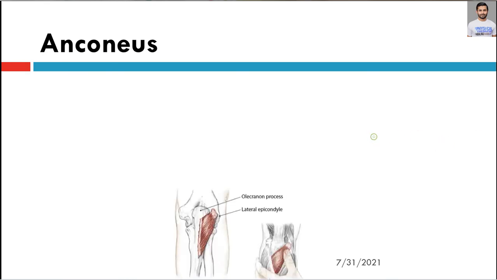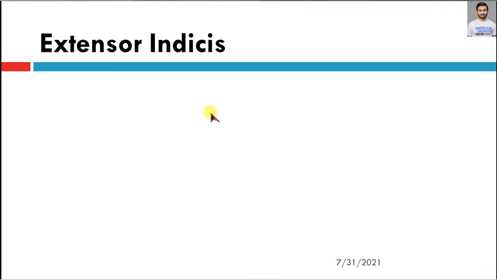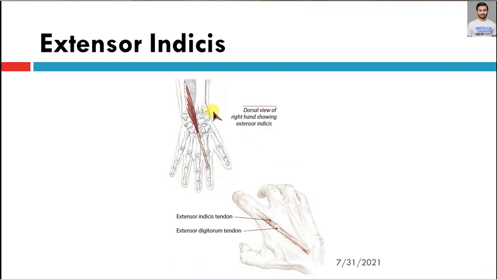Anconeus is a small muscle. It is sometimes absent, and this muscle is present on the lateral side and on the dorsal aspect. Extensor indicis is a small muscle, especially for the index finger, and you can also see the prominent tendon of extensor indicis.